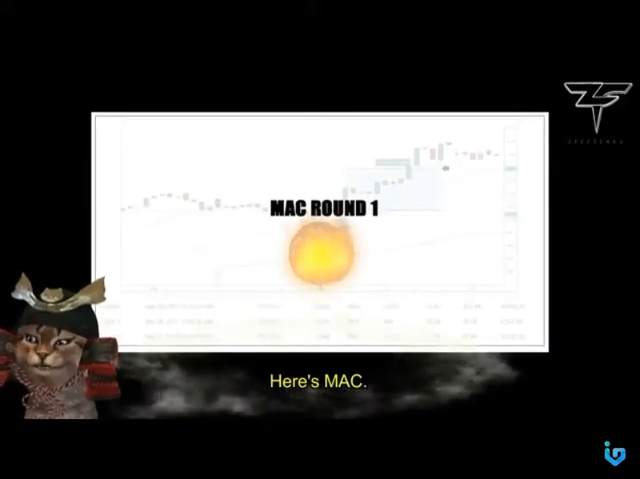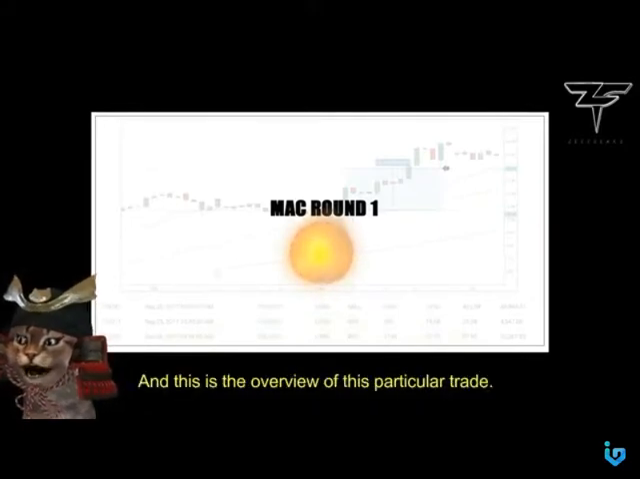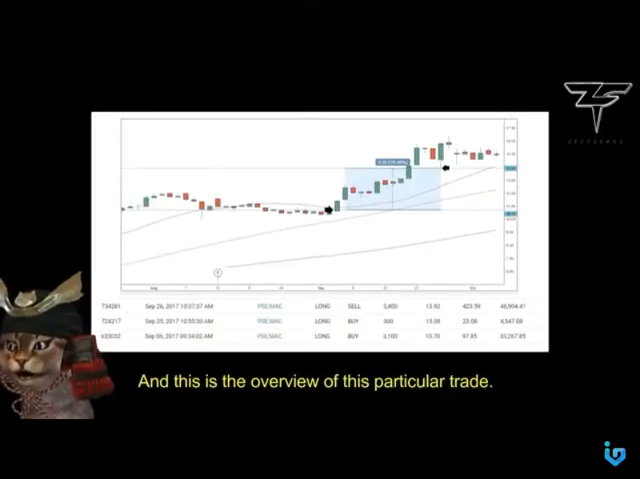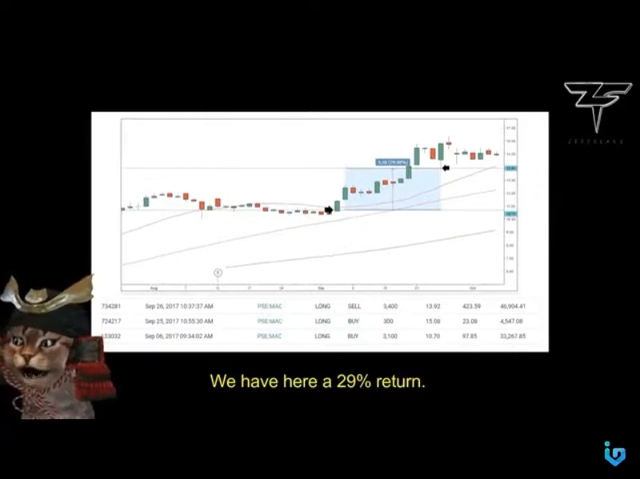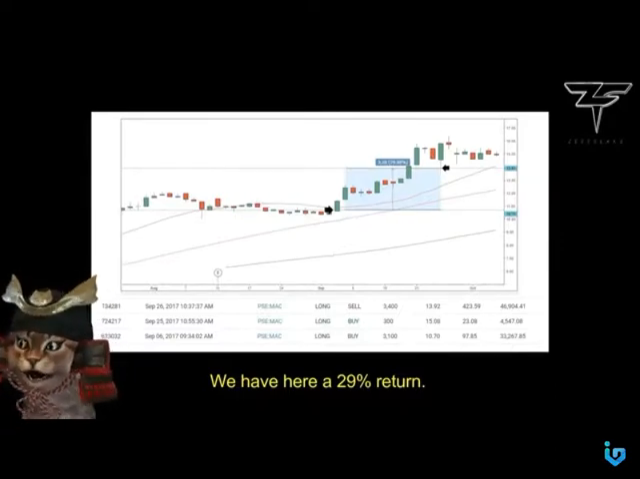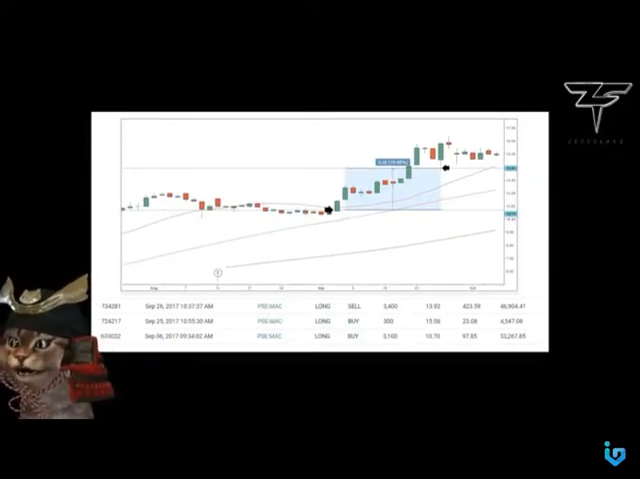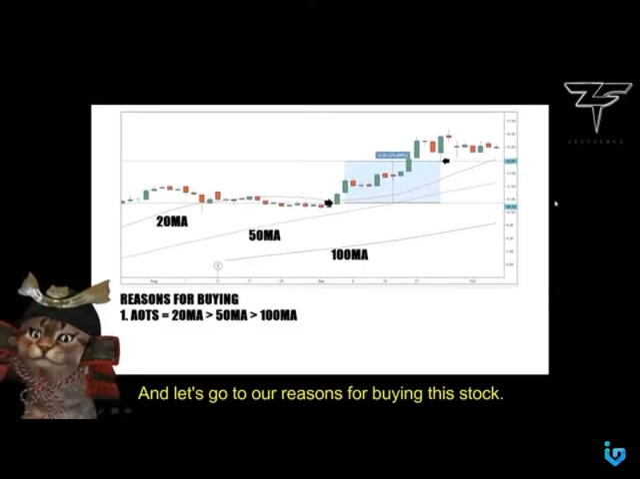Here's MAC, round 1. And this is the overview of the particular trade. We have here a 29% return. And let's go to our reasons for buying this stock.